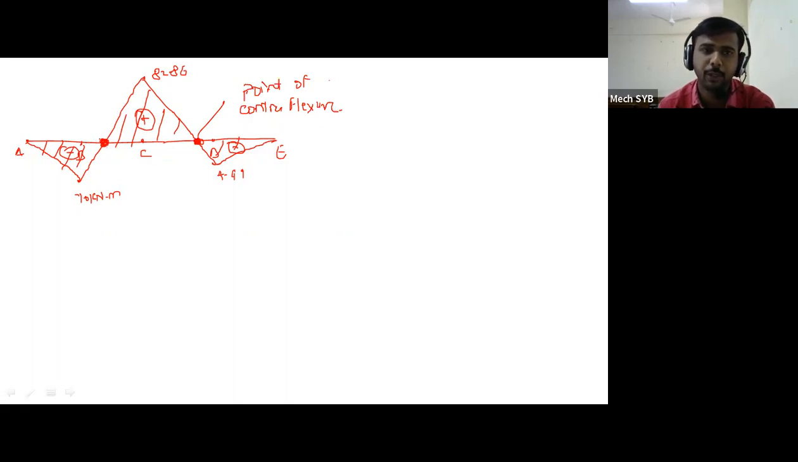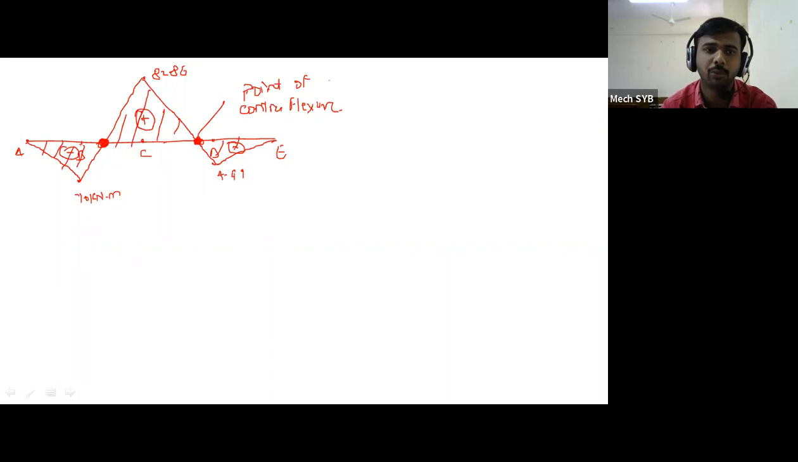So why? Because at this particular point your BM changes its sign from negative to positive, and again in the next point your BM changes the sign from positive to negative. Means your first definition is satisfied, that is point of contraflexure, it is the point at which BM changes its sign from positive to negative and vice versa. So that particular point is called as a point of contraflexure. And what is the second definition? It is the point at which bending moment is equal to 0.